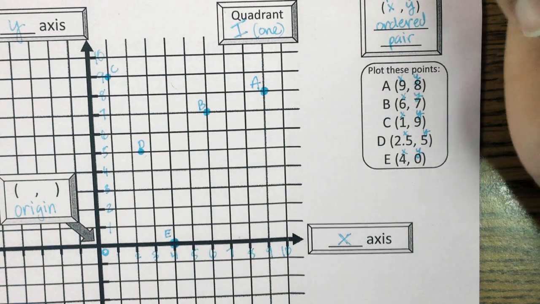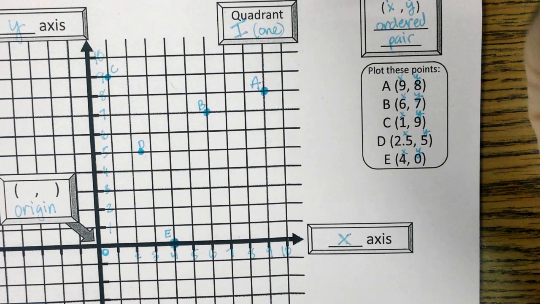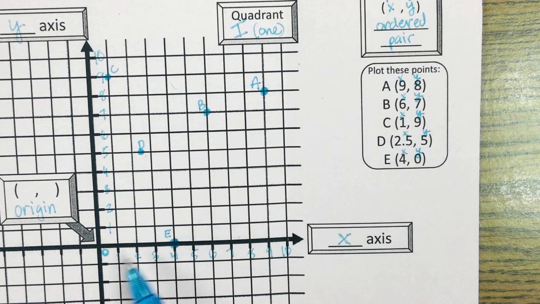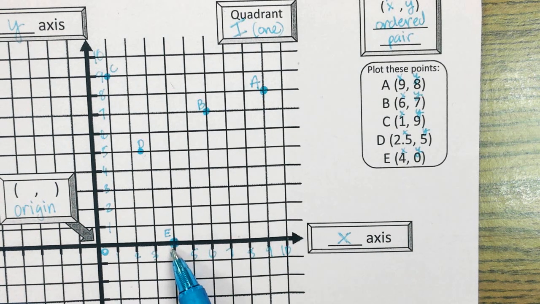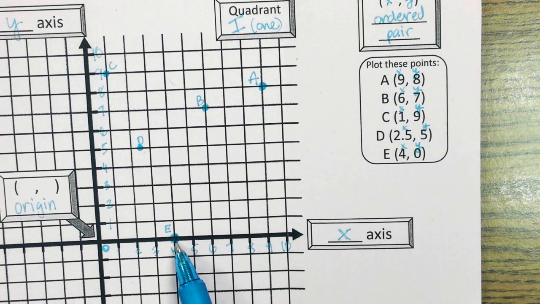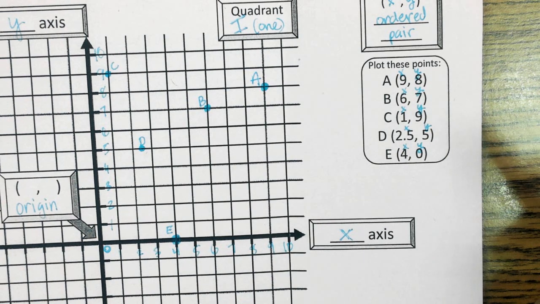Because sometimes we do get points that don't have an x value or don't have a y value. So we do the same thing. We start at the origin, go 4 spaces to the right. It says move up or down 0 spaces, so I don't move anywhere. So I just stay and leave my pencil there. And that's it. That's graphing.